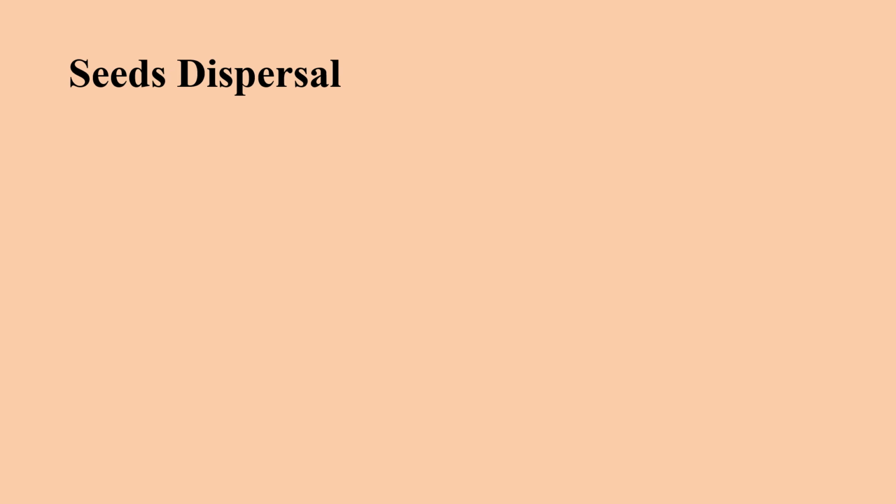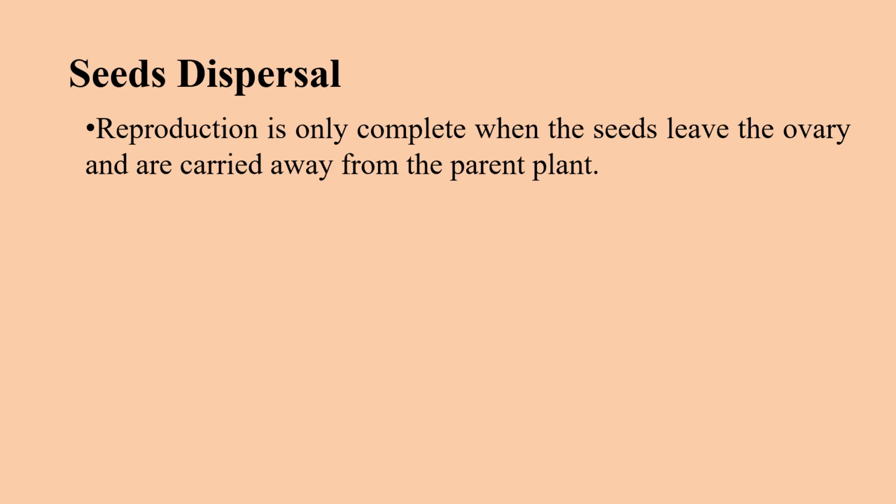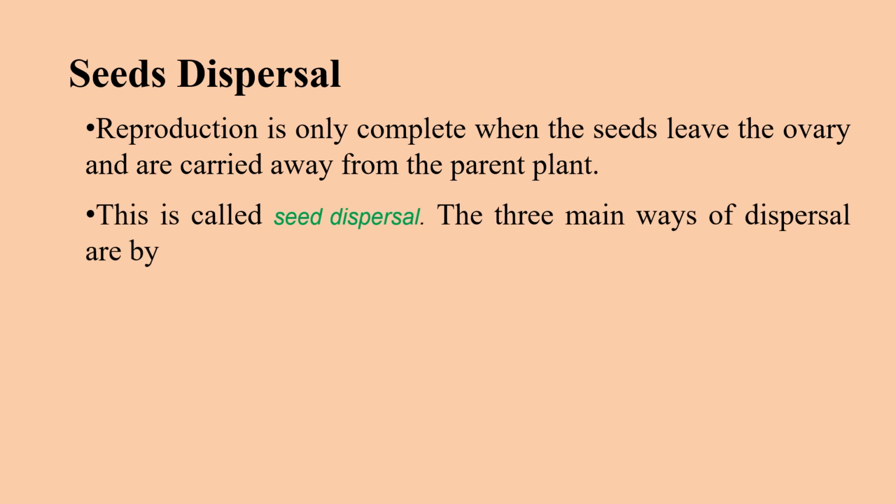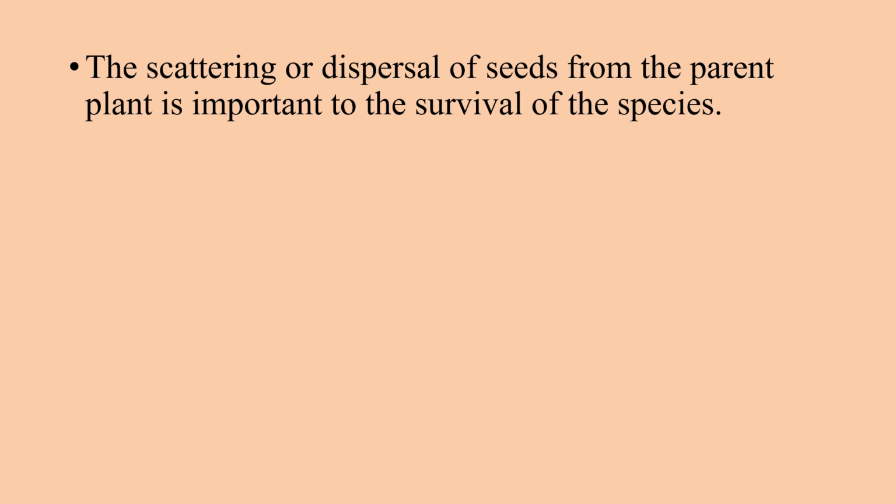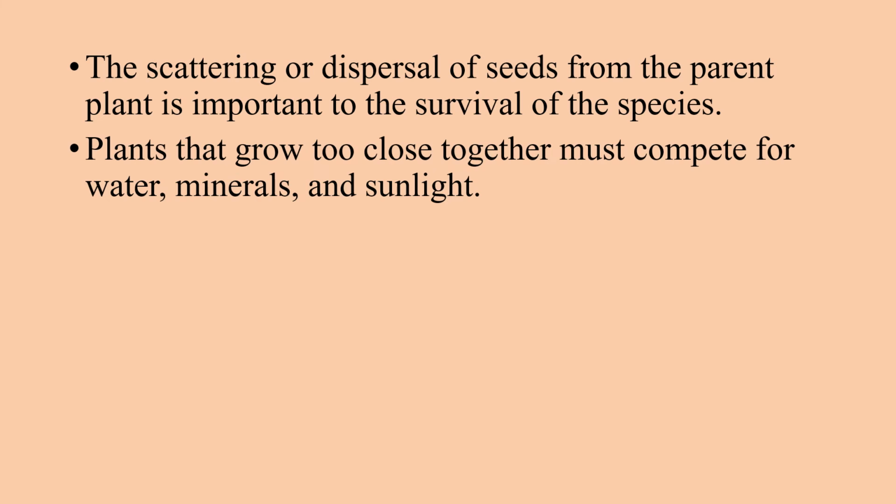Seed dispersal. Reproduction is only complete when the seeds leave the ovary and are carried away from the parent plant. This is called seed dispersal. The three main ways of dispersal are by wind, water, and by animals. The scattering or dispersal of seeds from the parent plant is important to the survival of the species. Plants that grow too close together must compete for water, minerals, and sunlight.